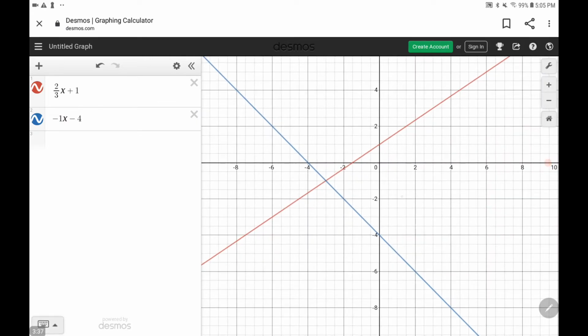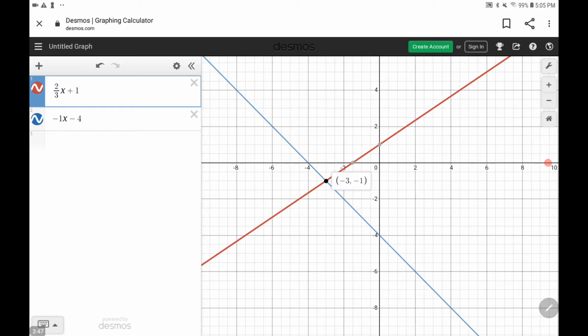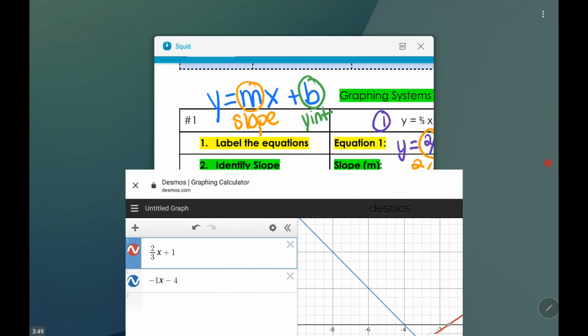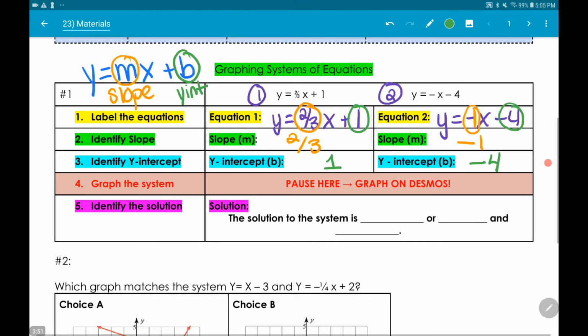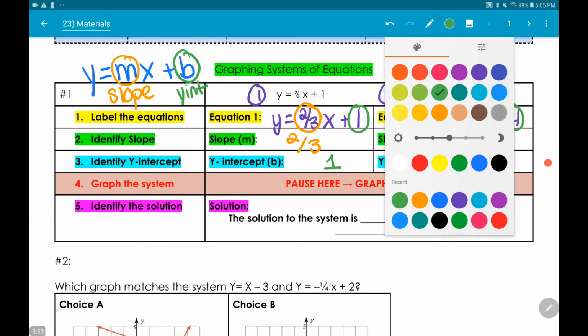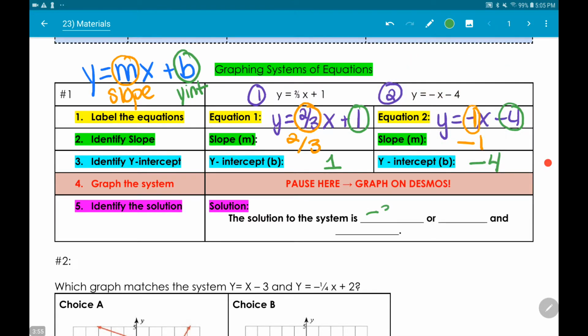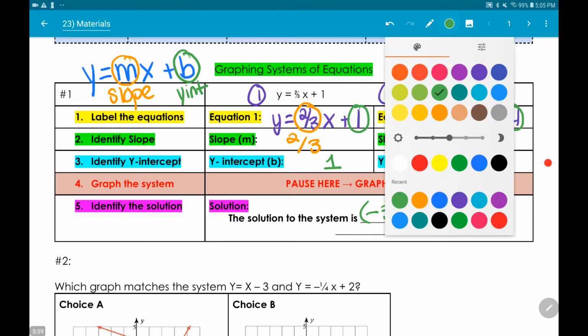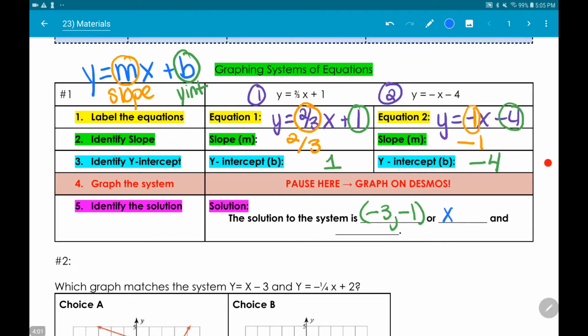All right, so now I have my 2 graphs. This is my system. All right, so where is my solution? My solution is where they intersect. So in this case, they intersect at -3, -1. So I would say my solution to the system is -3, -1. That's the coordinate. Or we can write it as x equals -3 and y equals -1.